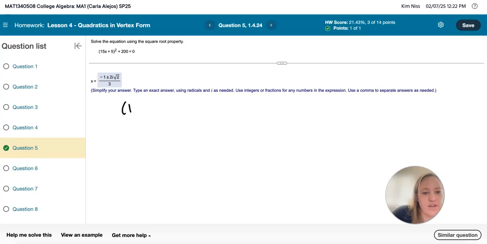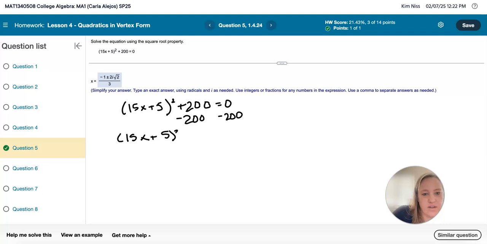So we have 15x plus 5 squared plus 200 equals 0. The square root property is basically just taking the square root of both sides to eliminate a squared term. And so we're going to start by isolating our squared term by subtracting 200 from both sides, which leaves us with 15x plus 5 squared equals negative 200.